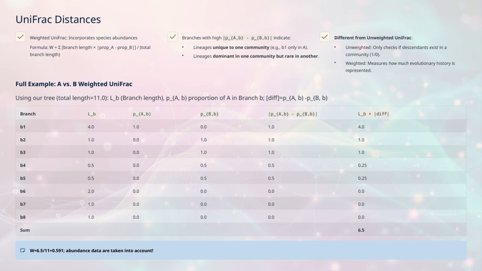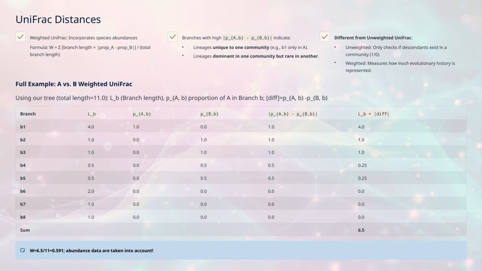This approach is different from unweighted UniFrac, which only considers whether descendants are present or not, so it's a binary check. Weighted UniFrac, on the other hand, measures how much of the evolutionary history is actually represented, taking into account the abundance data. Let's look at a full example comparing communities A and B.